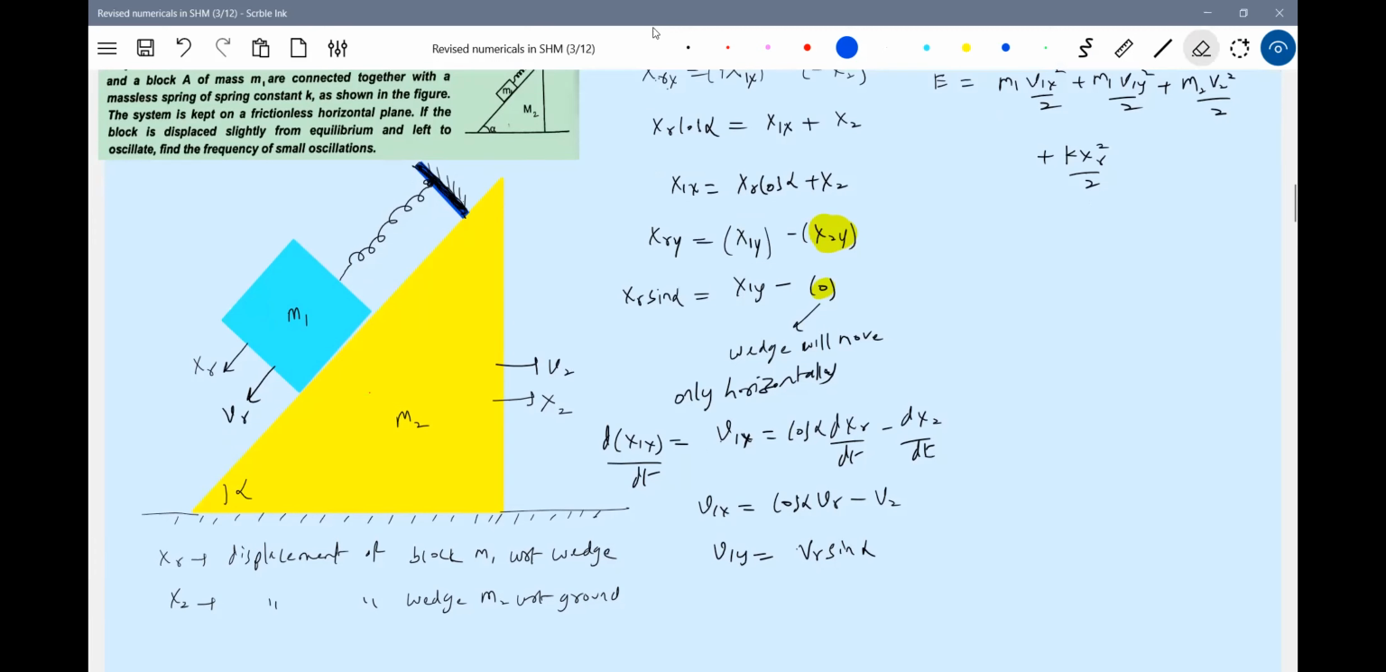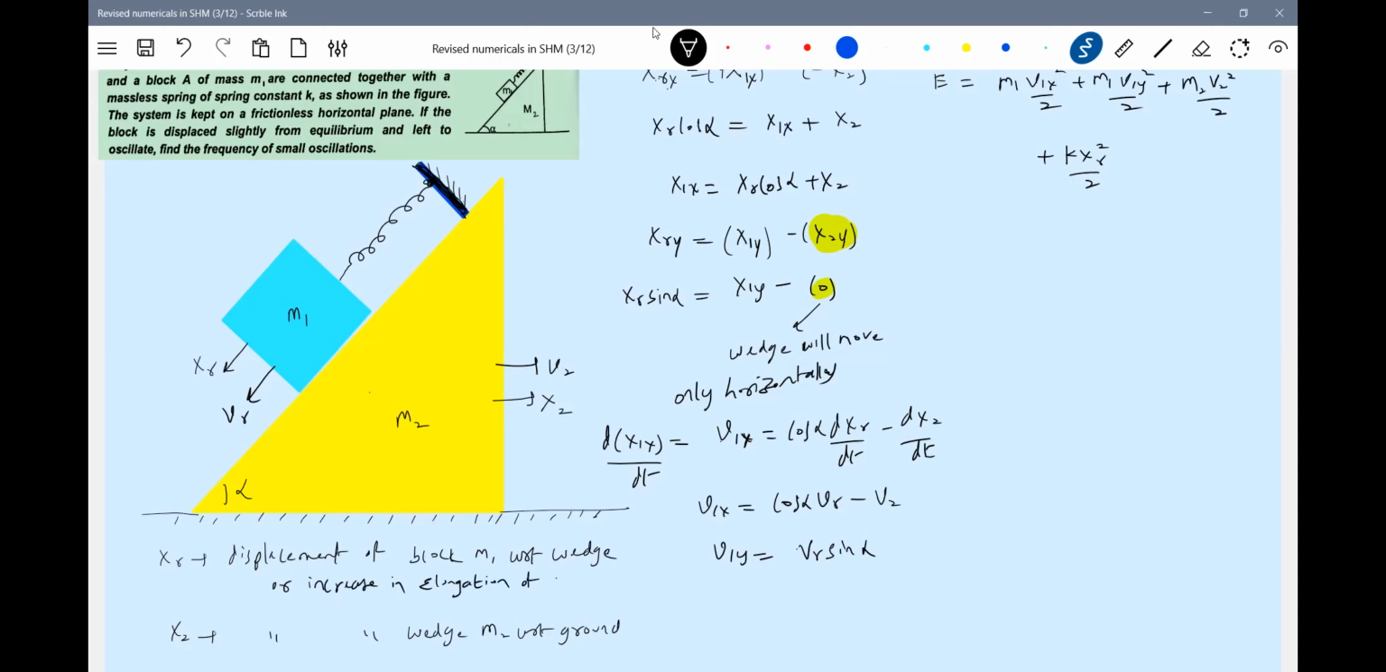Let me add now the sentence. It'll be much easier for you to understand. What is XR means? Increase in elongation of spring from equilibrium position.